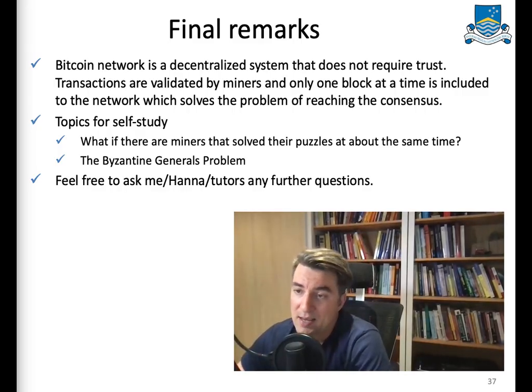One question that has not been answered is, what if there are two miners that solved their puzzles at the same time? Which of the blocks in that case should be added to the blockchain? I leave this question for self-study. I also encourage you to search online and study the famous Byzantine generals problem.